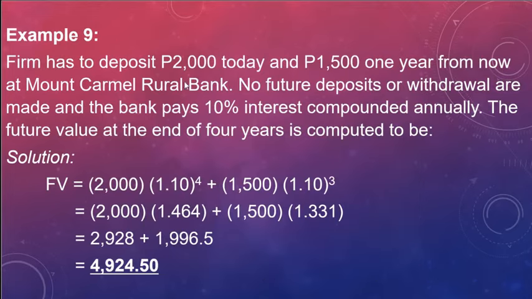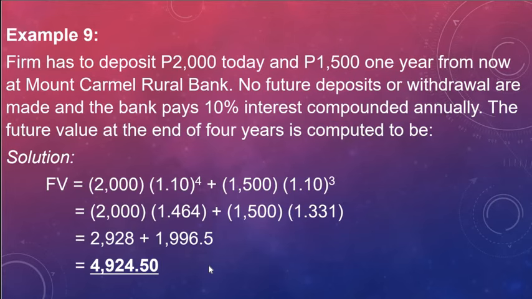So, ibig sabihin, if ganito yung setup mo, nagbigay ka ng 2,000 today, and then 1,500 a year after, tapos 10% yung interest compounded annually, yung investment mo na to after 4 years will become 4,924.51. So, that will be your future value composed of your principal na 3,500 plus yung na-earn mo na interest. Para makuha mo yung total interest na na-earn mo for 4 years, that is just 4,924.50 minus the principal mo, yung 2,000 tsaka yung 1,500. So, yan yung total interest na na-earn for this investment after 4 years.